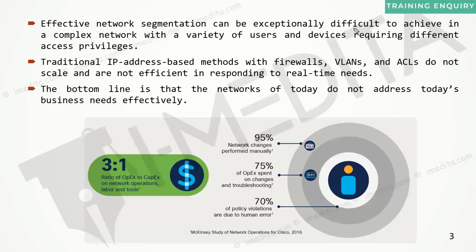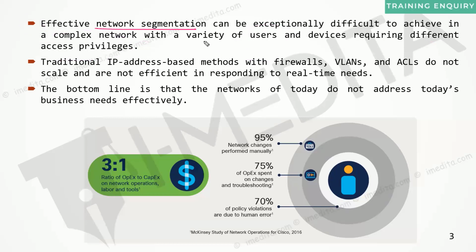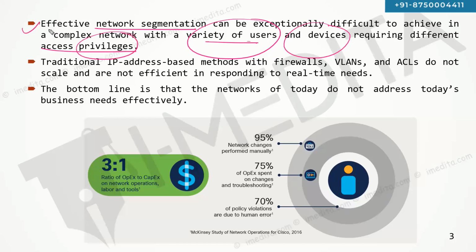Effective network segmentation can be exceptionally difficult to achieve in a complex network with a variety of users and devices requiring different access privileges. Different types of devices require different types of policies, and different types of users have different privilege levels. Proper segmentation in our network is going to be complex because we have a variety of users and devices. All those devices require different types of policies, and all those users different types of privileges. So it is just going to be complex to manage the network.